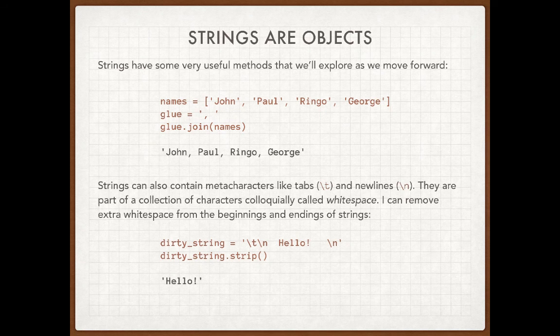So if you look here, I've got a dirty string, and there's a single quotation mark, the \t, which is a tab, followed by \n, which is a new line. That's like enter or return, followed by a couple of spaces, and then the word hello, a couple of spaces, and then a new line at the end. And we'll play with this in the terminal window. You can print this out. Python will actually respect the tabs and respect the new lines when you print it out.